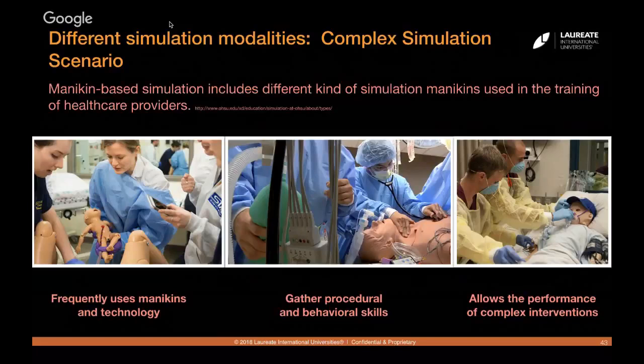But in some programs, we have some challenges to use this kind of scenario because we don't have, for example, some mannequins for some programs, and we need to adapt some things. And I think it's nice because it challenges us to discover new ways, to propose innovations, to propose different ways to do this kind of scenario.